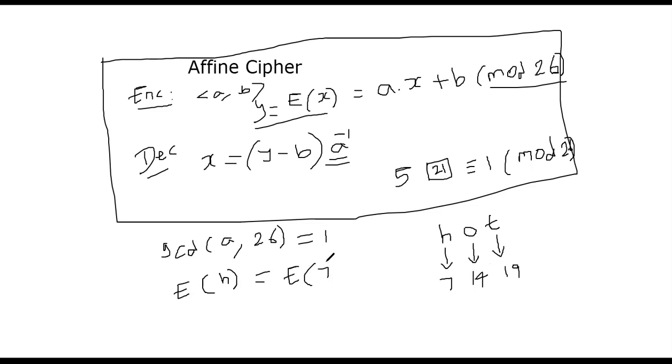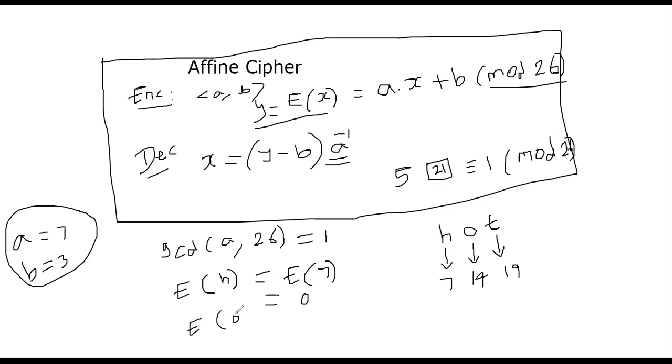You will encrypt 7, but you need A and B. Let's say A is 7, B is 3. Of course, A and B are the private keys. Only Alice and Bob would know these secret keys. So if you plug A and B into this formula and do A times X plus B mod 26, you can check for yourself. The answer will be, in the first case, 0, for H. Similarly, for O, which is the next character, O is the encryption of 14.